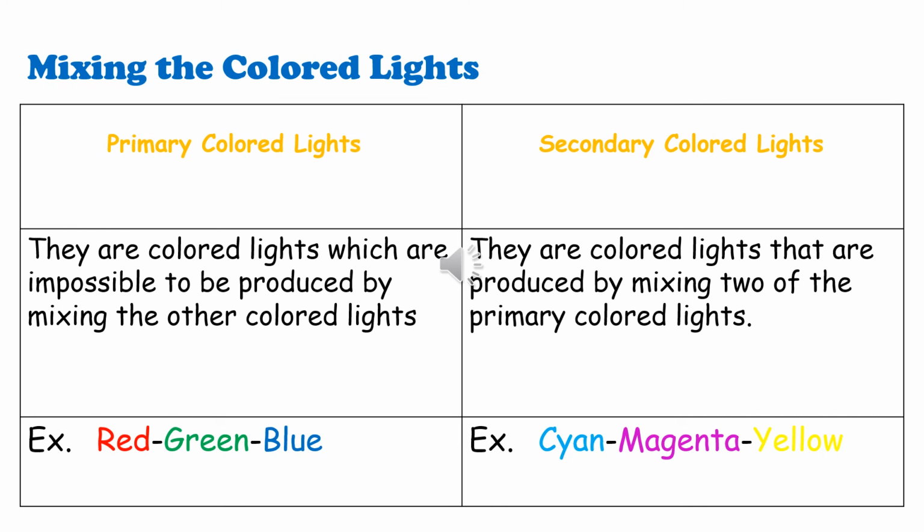What about the secondary colored lights? They are colored lights that are produced by mixing any two colors of the primary colored lights. The secondary colored lights are cyan, magenta, and yellow.